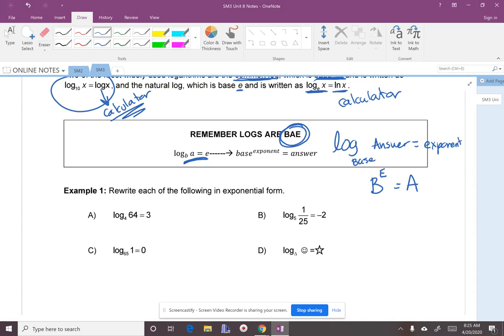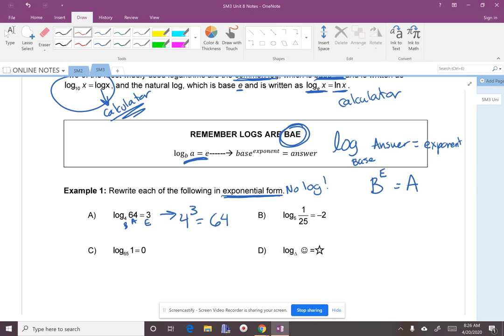So for example, on all of these, we're going to rewrite them in exponential form. If it's exponential form, that means that there's no log. If it is a log, then it spells BAE. So we have the b, the a, and the e. If I'm changing forms, that would be b, or 4, to your exponent, which is 3, and a is your answer. 4 cubed equals 64, which is true.